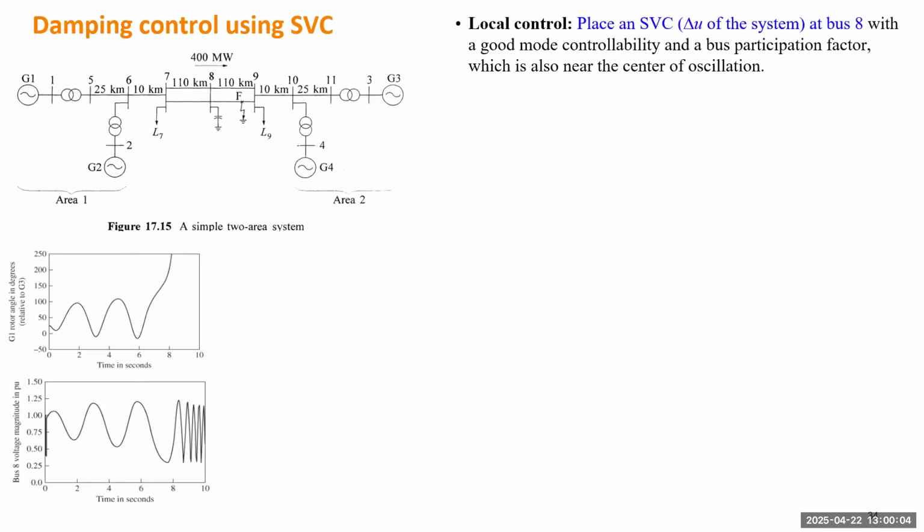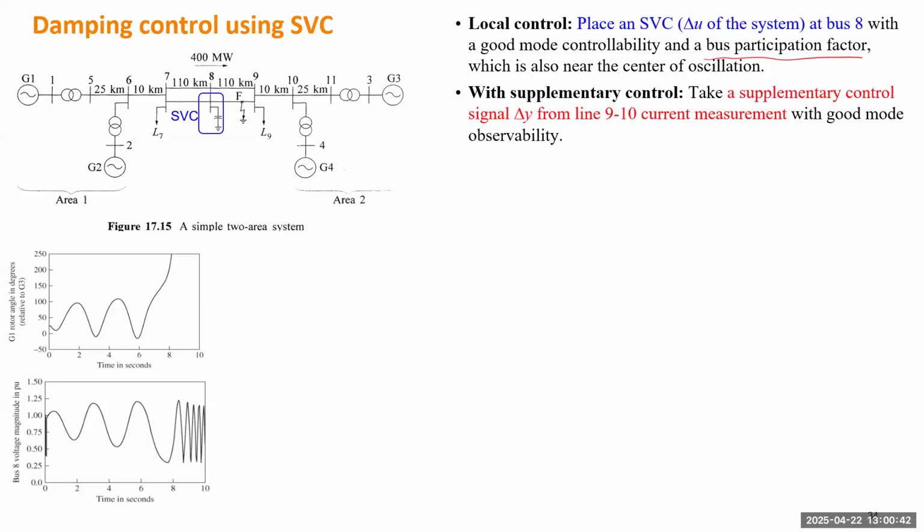So definitely we can put the SVC on bus 8, which will be the input to the system. And if you do the mode controllability study, you'll figure out this bus also has very good mode controllability. Another index mentioned by the textbook is called bus participation factor. We can talk about this factor a little more in the voltage stability section, but this one is also related to the mode controllability. So we just put the SVC there.